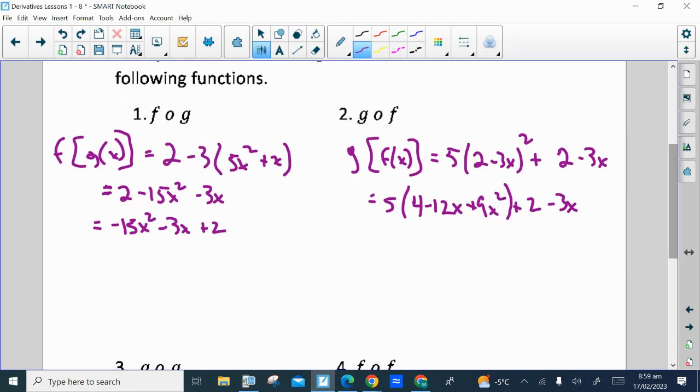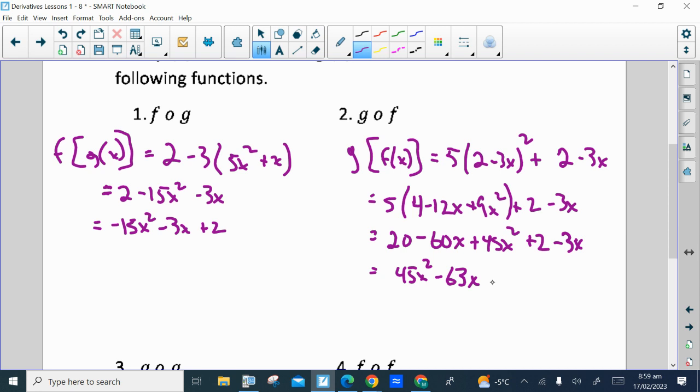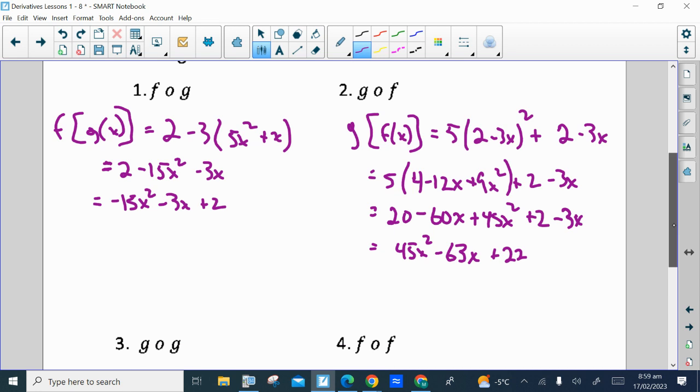So to finish this off, we got to multiply out the 5. And simplify. So I've got 45x squared, negative 60x, take away 3x is negative 63x, and 20 plus 2 is positive 22. So there's the value of g∘f.